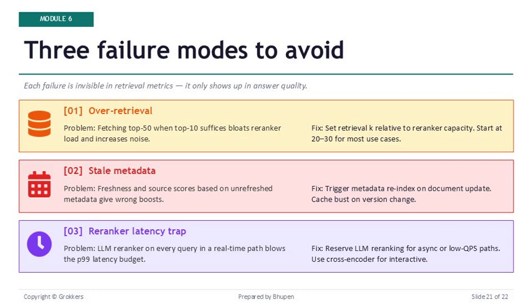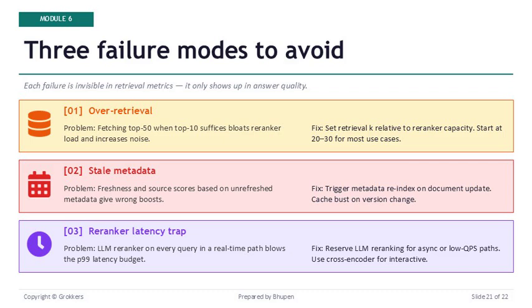Trap 2. Stale metadata. Your rule-based scoring boosts documents based on freshness and source authority. But what if those metadata fields have not been refreshed in months? You are boosting based on lies. Set up automatic re-indexing whenever documents are updated.